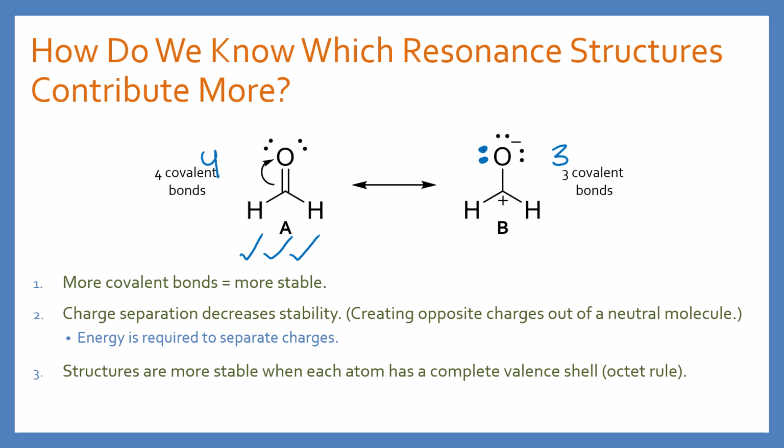And then for molecule B, our oxygen has 8 total electrons. So that's good for oxygen. But the carbon only has 1, 2, 3 bonds. That's 6 electrons. Molecule B does not have a complete valence shell on every atom. So molecule A wins pretty handily.